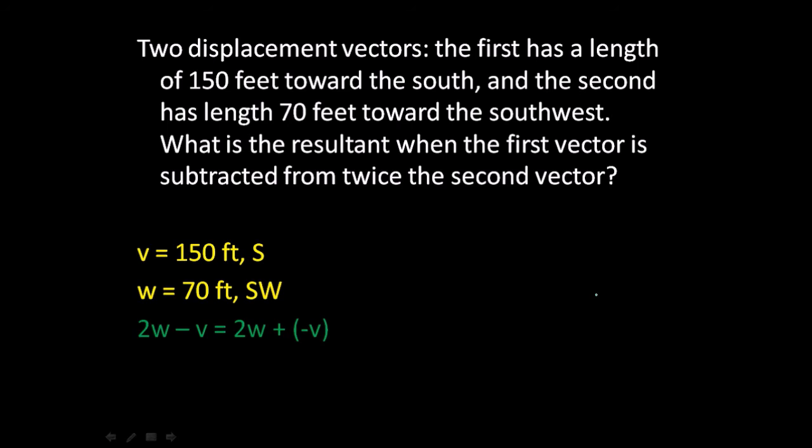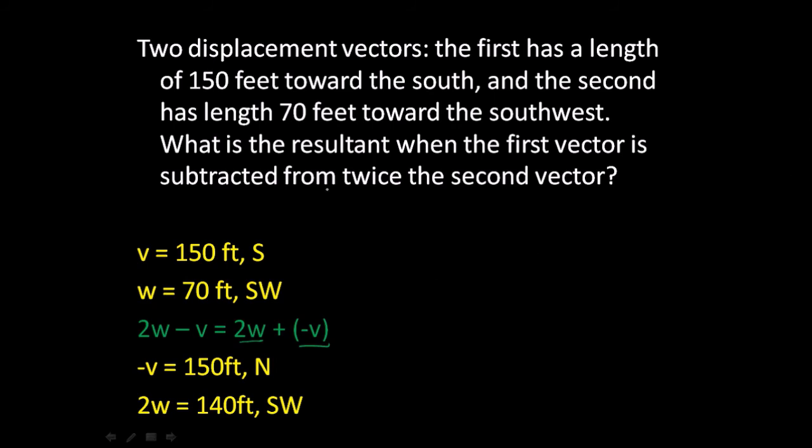And we know how to do addition, arrowhead to endpoint. So let's write down the two vectors that we're actually trying to add, that is 2w and negative v. Negative v would be 150 feet, but to the north, opposite direction from south. And 2w would be twice the length of vector w, 140 feet, but in exactly the same direction, to the southwest. So let's sketch them.